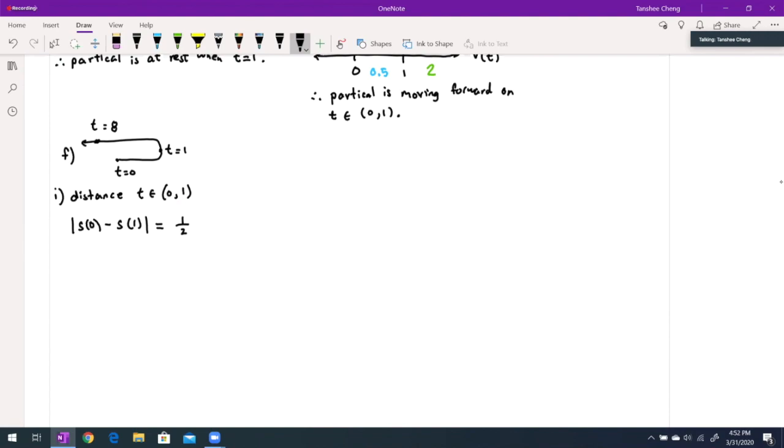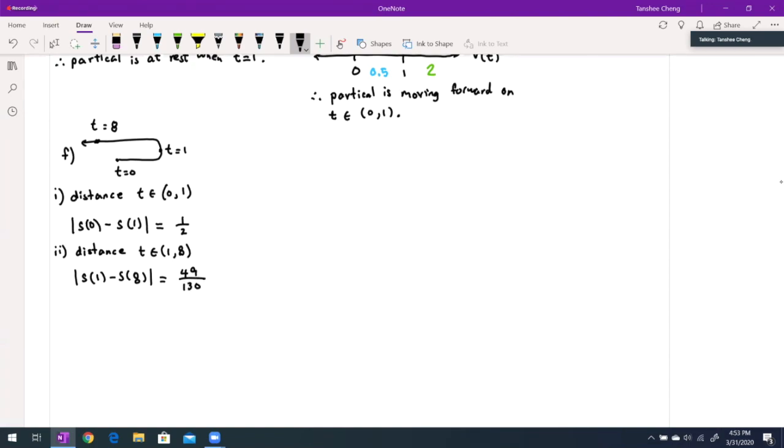Now, if I continue the same thing, for part 2 we need to find the distance when t belongs to 1 to 8 seconds. This will basically mean the absolute value of s of 1 minus s of 8, because we want to make sure that the distance is a positive distance. So this will give me 49 over 130 if you plug it into the formula.